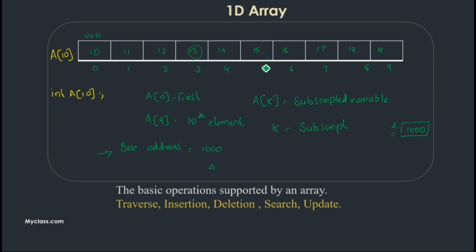Search means we can search for a particular value in an array, and we can also update. We can update this 15 and store a new value here. That is what we call update. For each operation, there is an algorithm that we will discuss in the next videos.